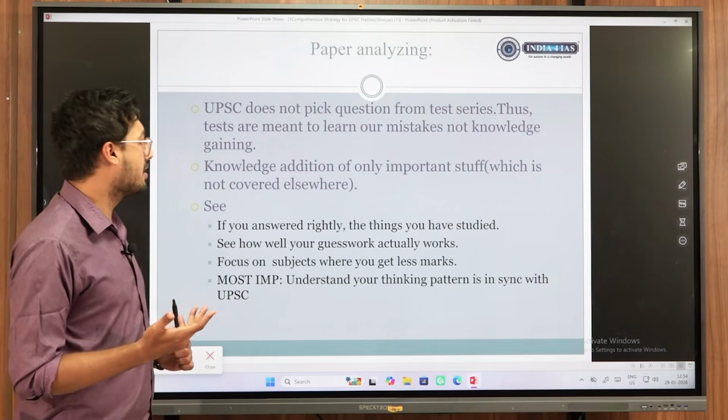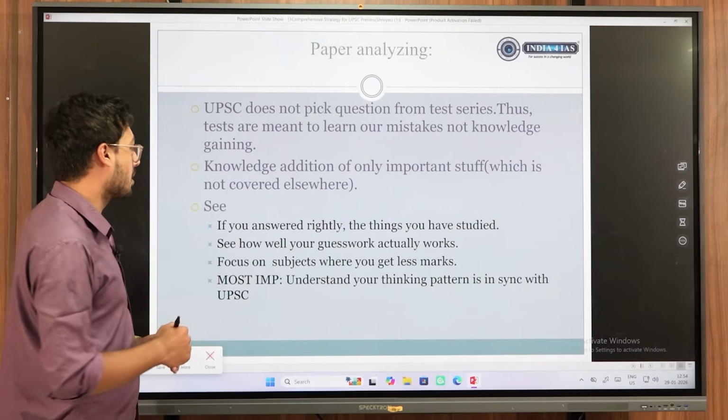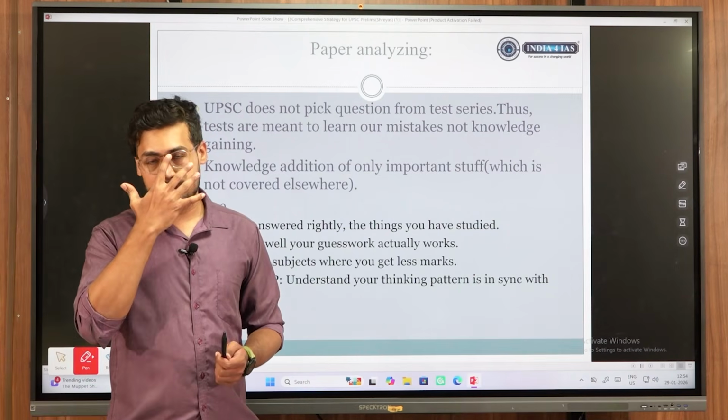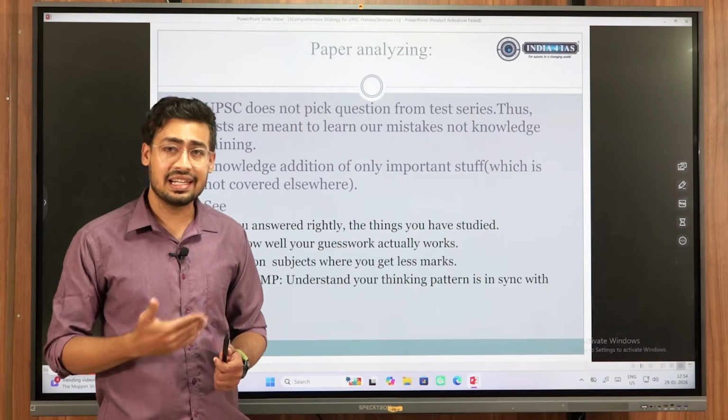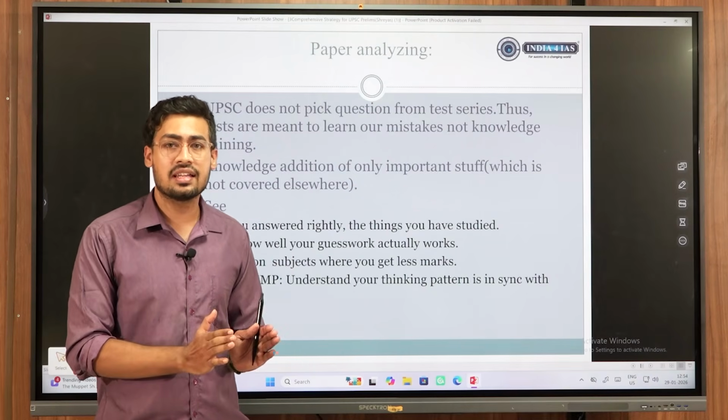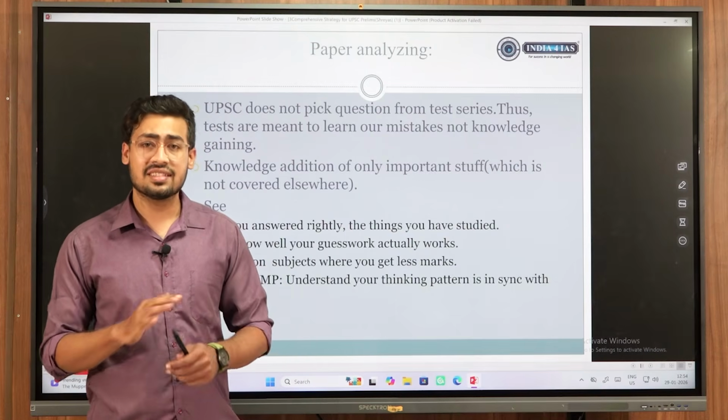So, what is that thing that we need to learn when we are giving an institute paper? See, the main thing when we are giving an institute paper or analyzing the paper is the things that we need to focus on. When we have given a particular test, after the test, we need to analyze the following things.